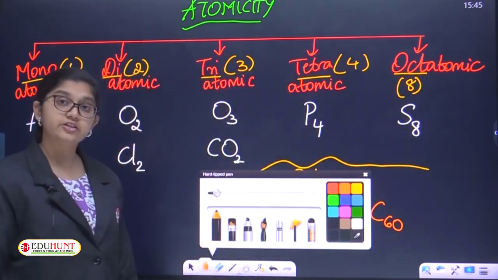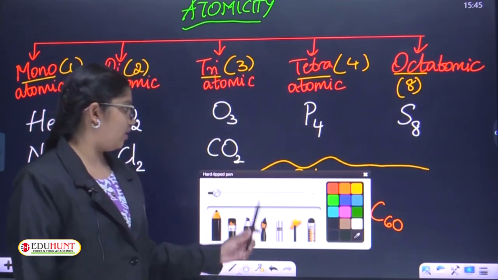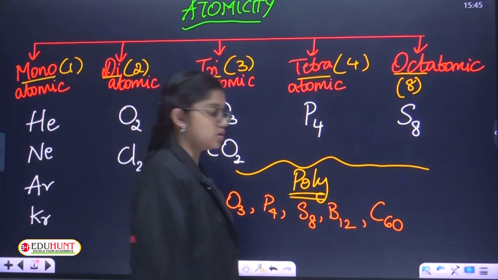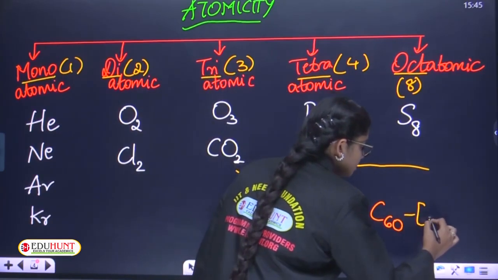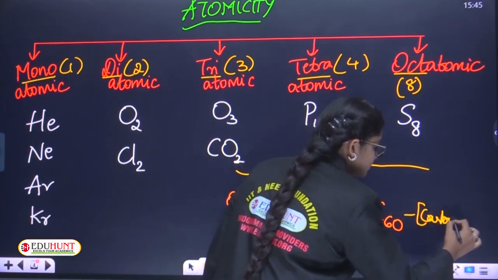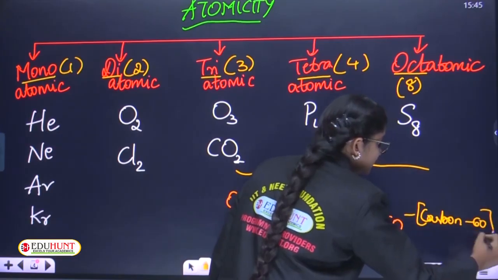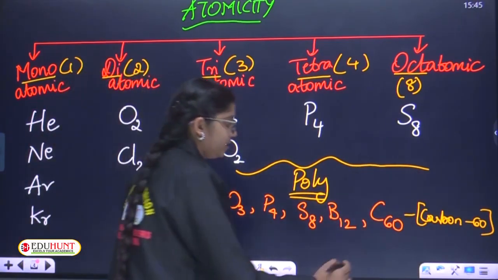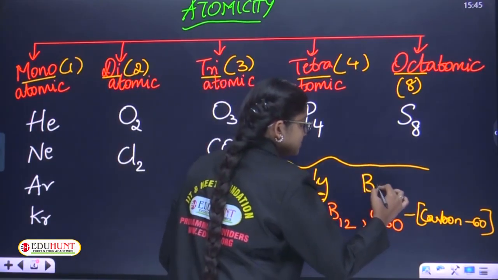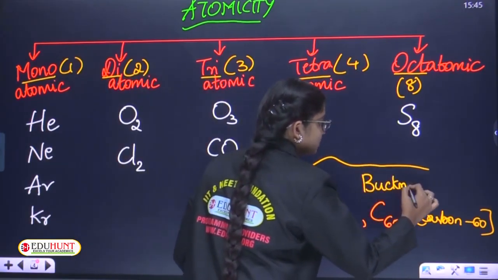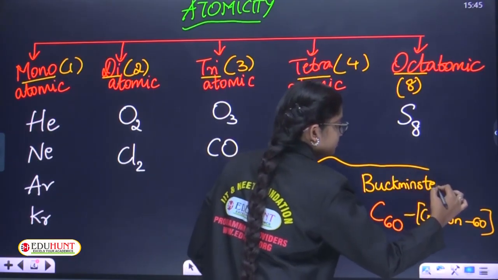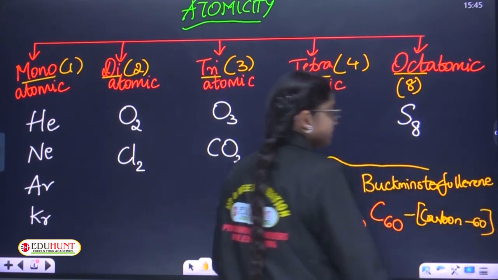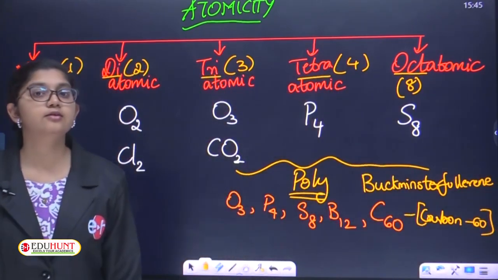Wow, ma'am, 60 atoms together. Do you have a doubt? Okay, let's see what that is. 60 atoms containing carbon. So, C60 is also called carbon 60. This carbon 60 has a special name. Do you know what that name is? That name is Buckminster fullerene. What is the name, children? Buckminster fullerene.